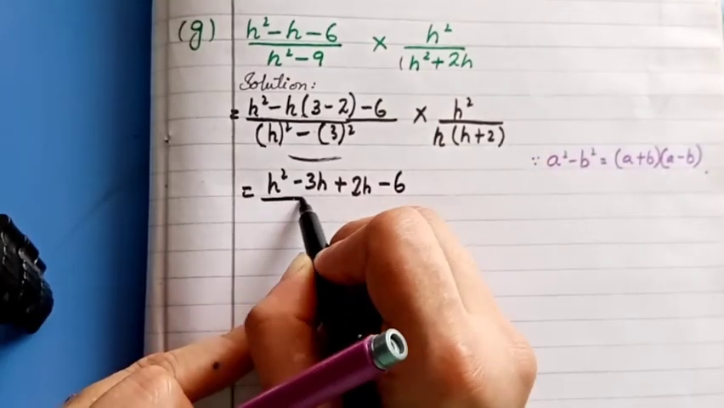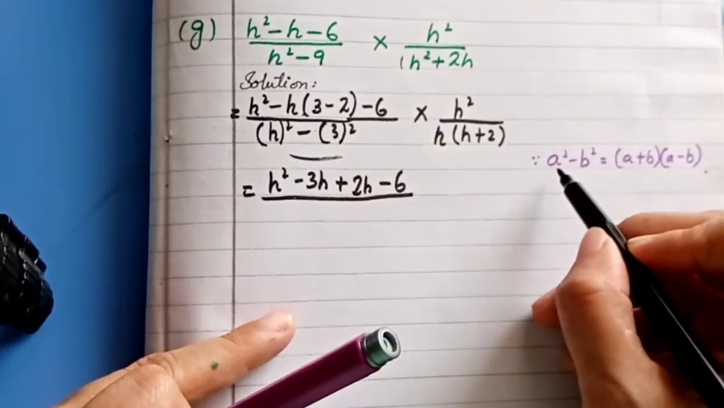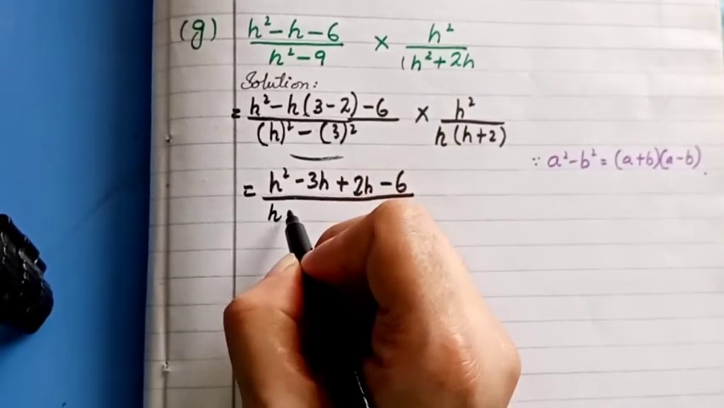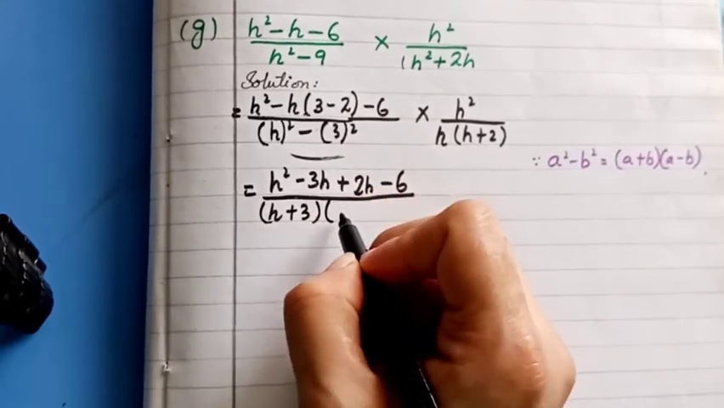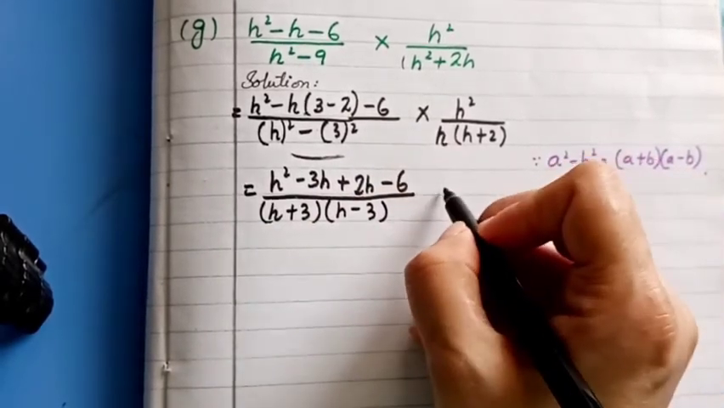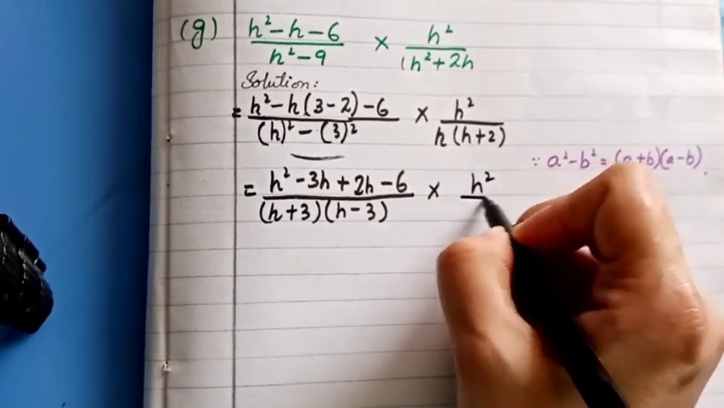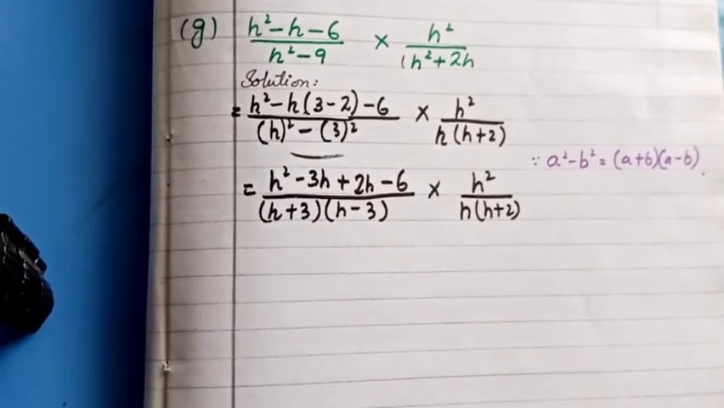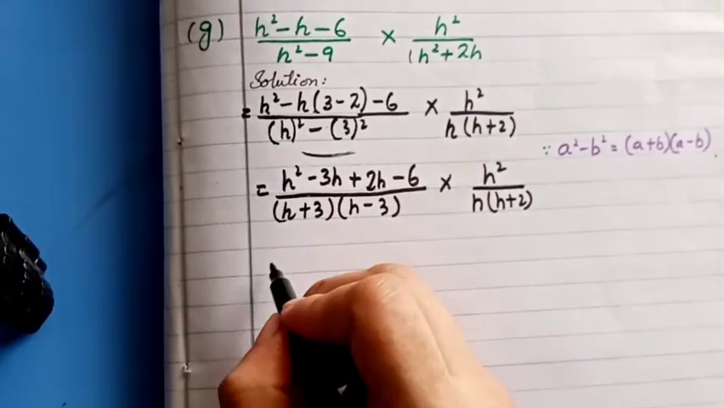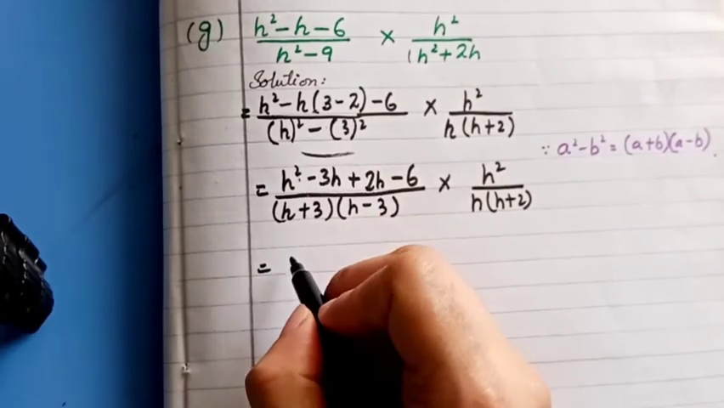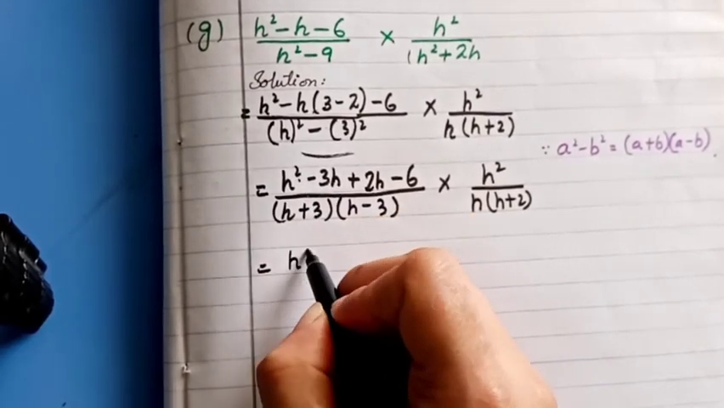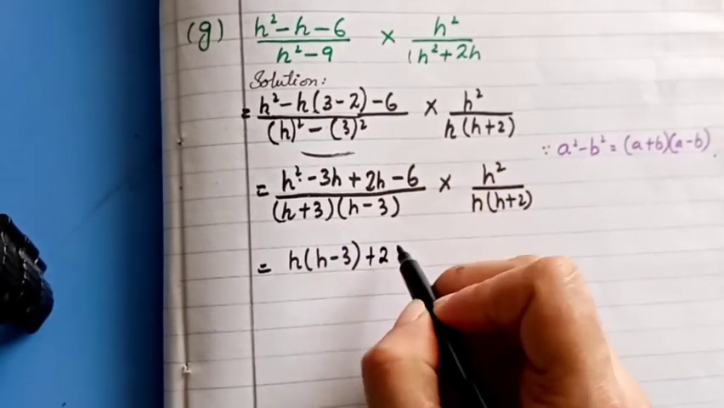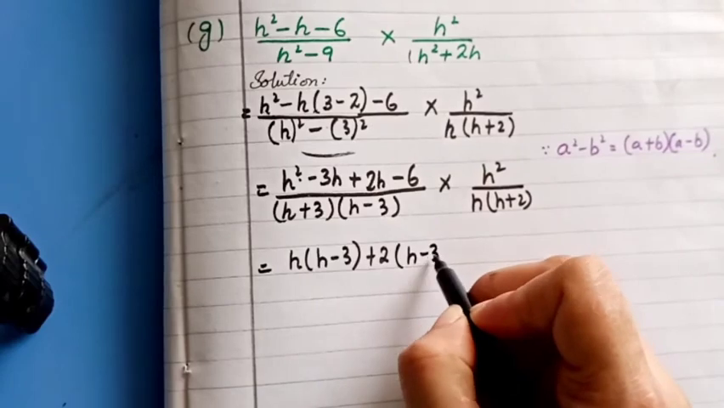6 in the numerator, and in the denominator we are going to apply a square minus b square equals to a plus b into a minus b. What we will get? We will get h plus 3 into h minus 3 here, and here we have h square and upon h into h plus 2. Now I am going to simplify it further. So I am taking common from these two terms, h minus 3 here, and when I am taking common plus 2 from these two terms, we have h minus 3 here.